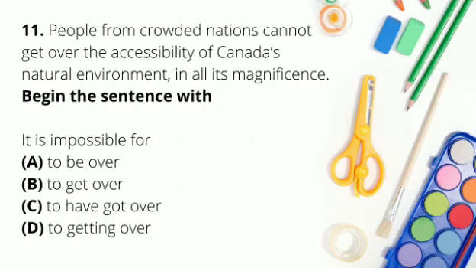Number 11. People from crowded nations cannot get over the accessibility of Canada's natural environment in all its magnificence. Begin the sentence with "it is impossible for," and since we have already gone through this one, we're just going to select the answer, and the answer is B, to get over.